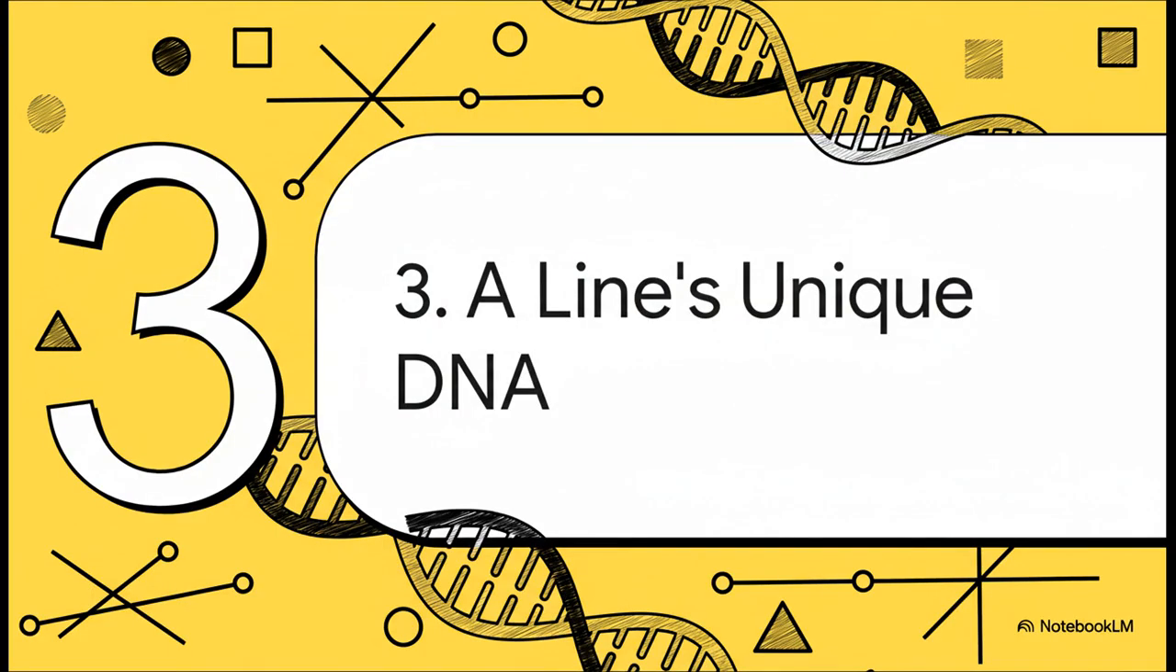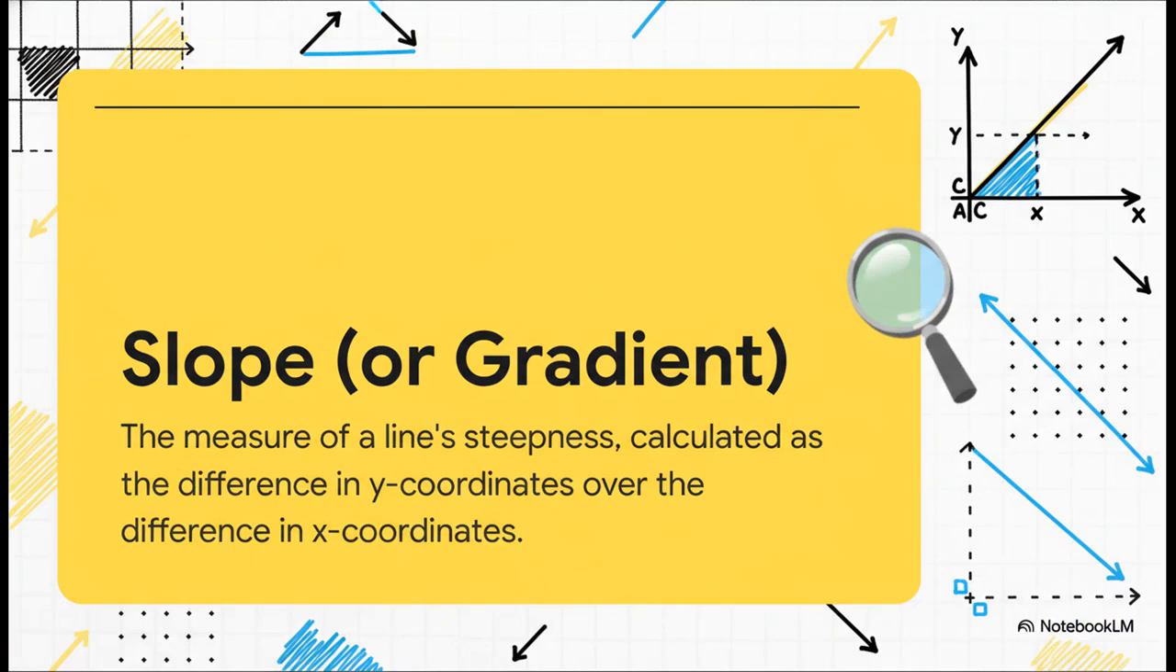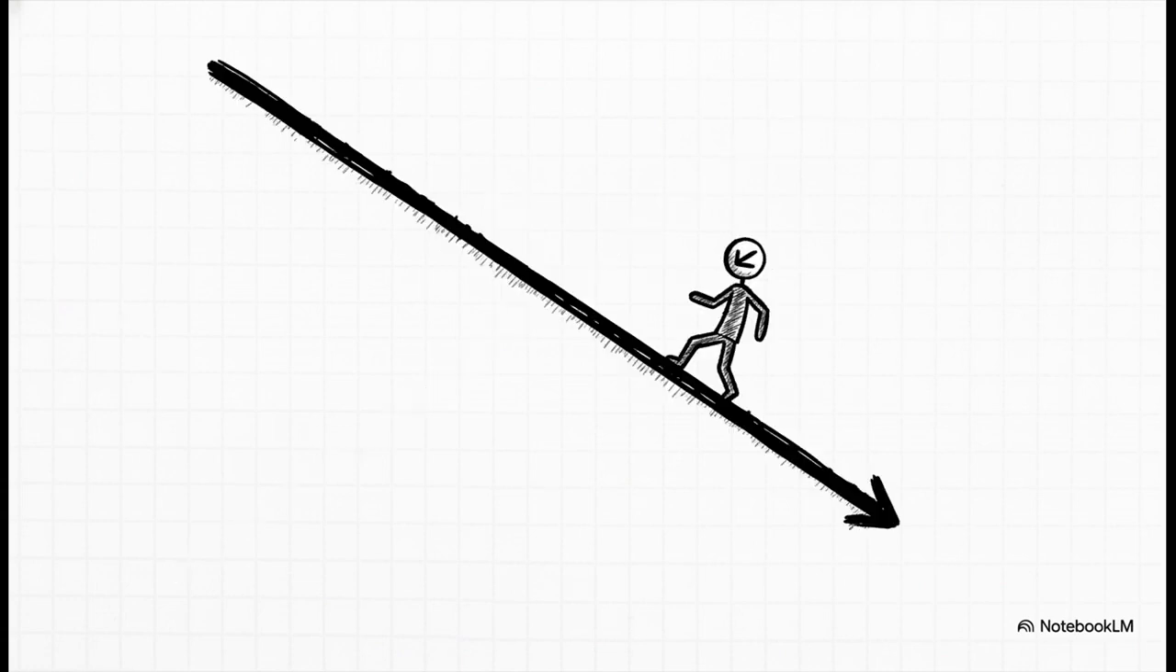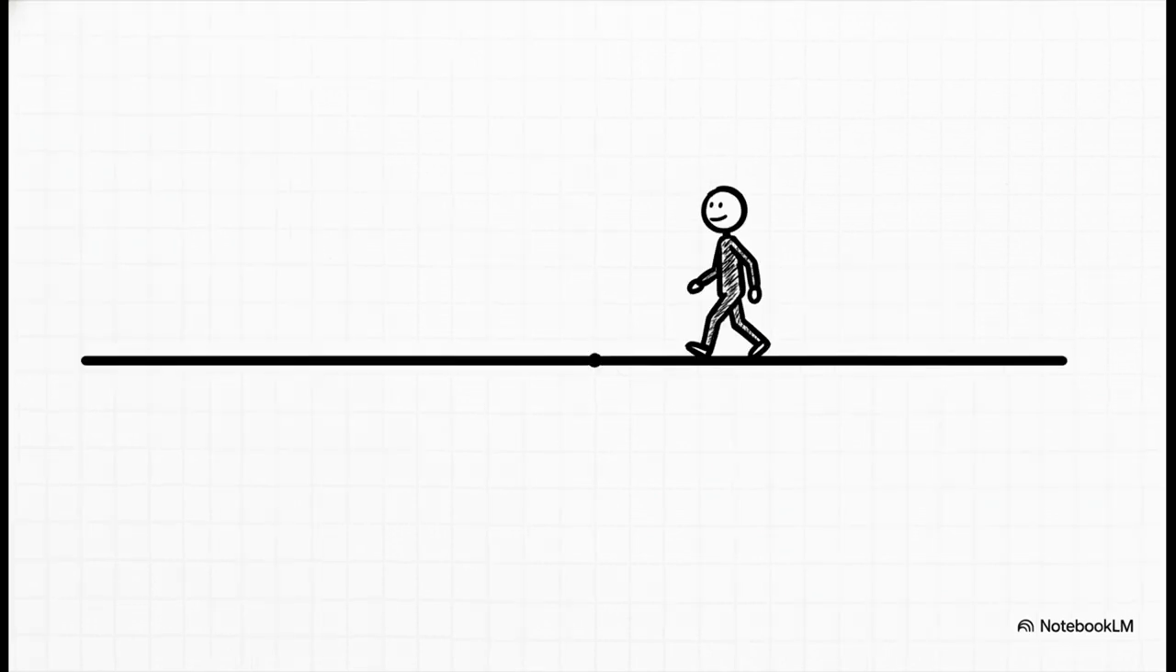And that idea of slope brings us to something really beautiful. Every single straight line has a unique identity, almost like a genetic code, and it's defined by just 2 key things. The first part of its DNA is its slope. This one number tells you everything you need to know about how steep the line is and which way it's going. So if the slope is a positive number, you can just picture yourself walking uphill as you move from left to right. And if it's negative, well, you're heading downhill. The bigger the number, either positive or negative, the steeper that climb or descent is going to be. And a slope of 0, that's just perfectly flat ground. No rise at all.